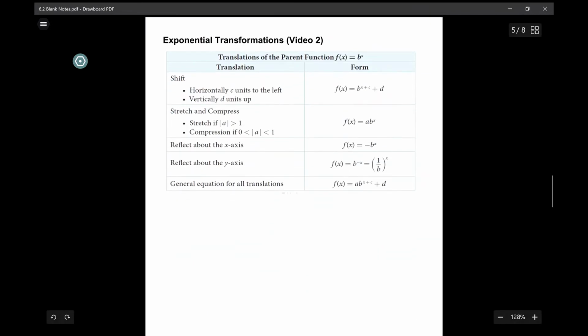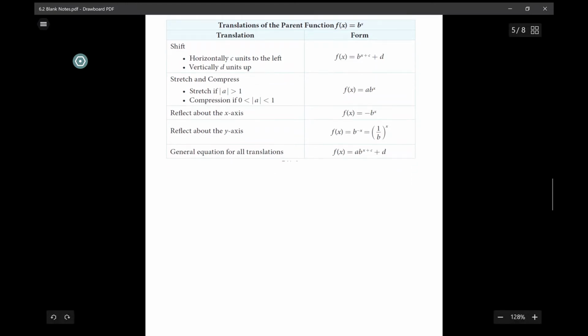All right, this is actually still video 1. We're going to stick with video 1 here. Exponential transformations are exactly the same as regular transformations. They're just applied to exponential functions. And so all the same rules apply. You can reread these. I'm going to go on to the next slide because I think it's a little bit easier to look at a graph of each of these.